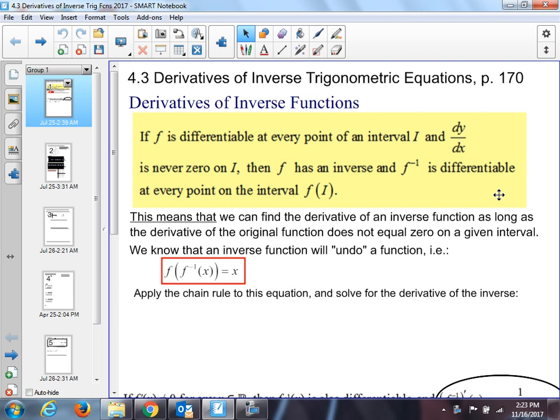But an inverse function itself, okay. We'll take a look here. And what do we have written down here in the notes? If the function f is differentiable at every point in an interval, so between 2 points, and the derivative is never 0 on that interval, then the function f has an inverse, and we'll call it f -1, and it's differentiable at any point on that interval. Only on that interval.